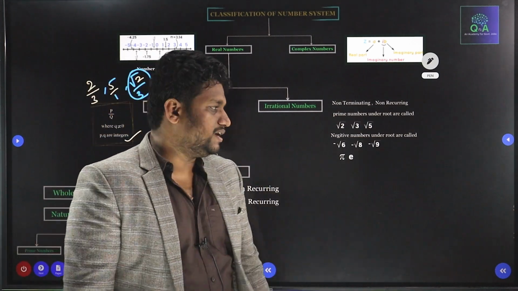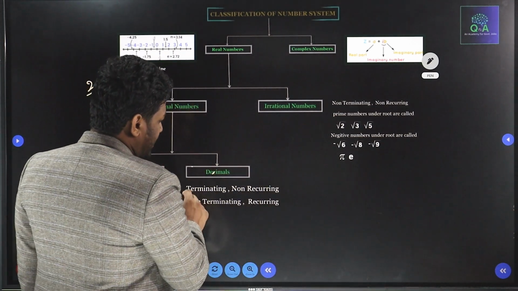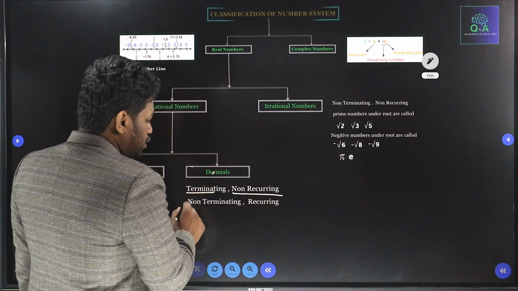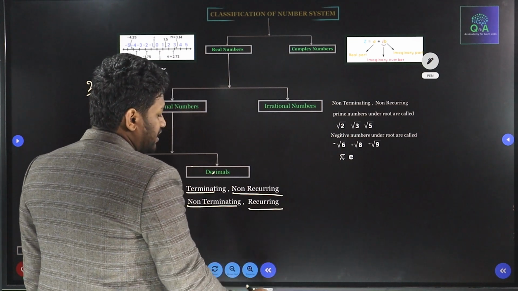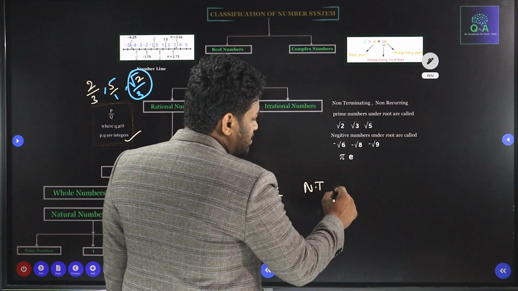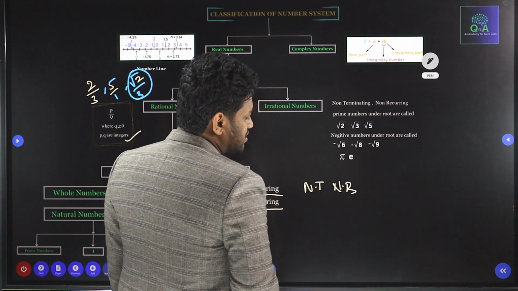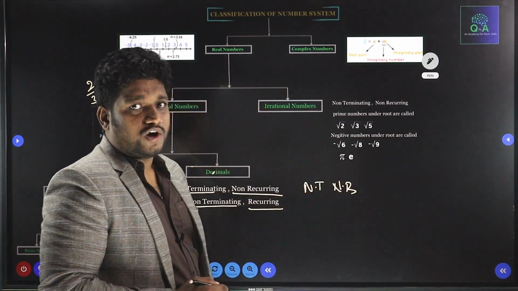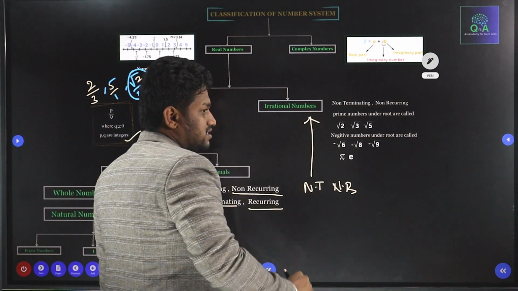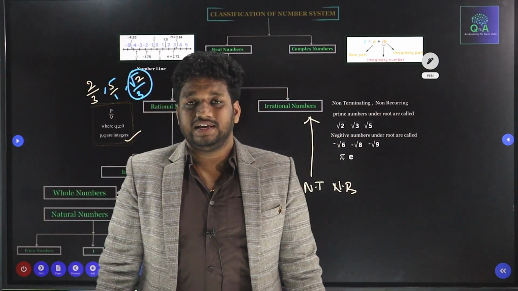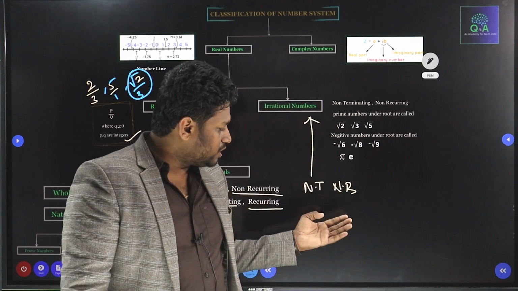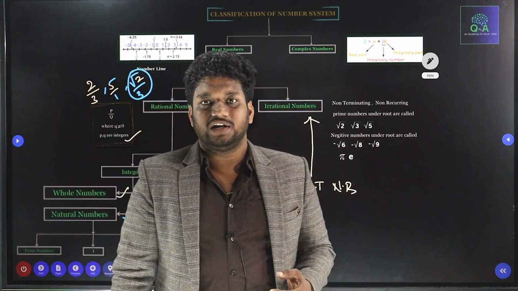If I talk about decimals, decimals are divided into three different types. The first type is terminating decimals and non-recurring decimals. The second type is non-terminating decimals and recurring decimals. The third type is non-terminating decimals and non-recurring decimals, which are considered irrational numbers. Now what are irrational numbers? Irrational numbers are numbers with non-terminating and non-recurring decimals.